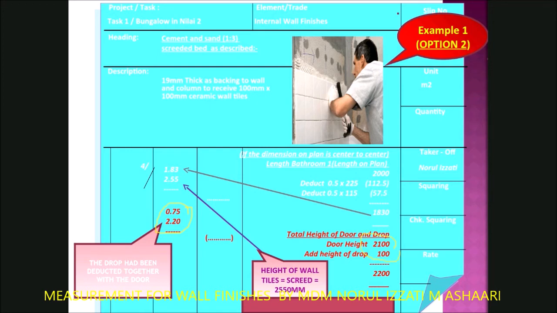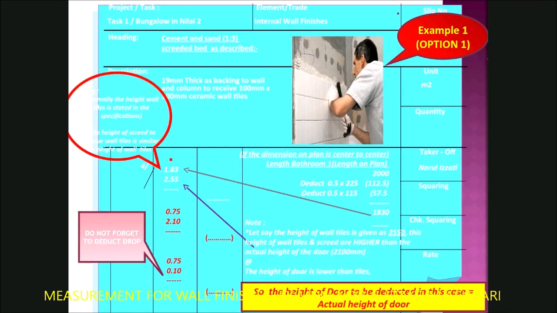If you would like to show the dimension one by one, you can do it this way. This is the area of the door. This is the area of the drop. Why do we need to deduct? Because the drop is already measured under floor finishes.